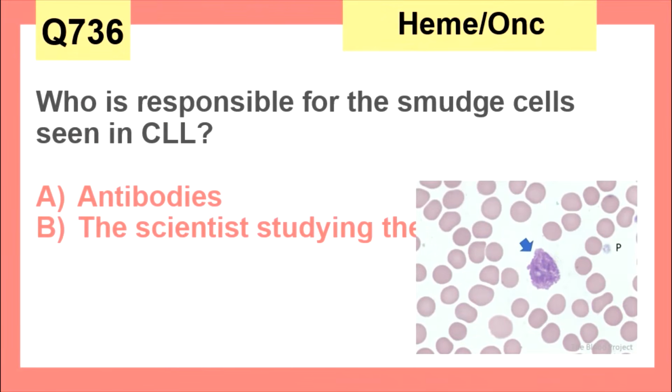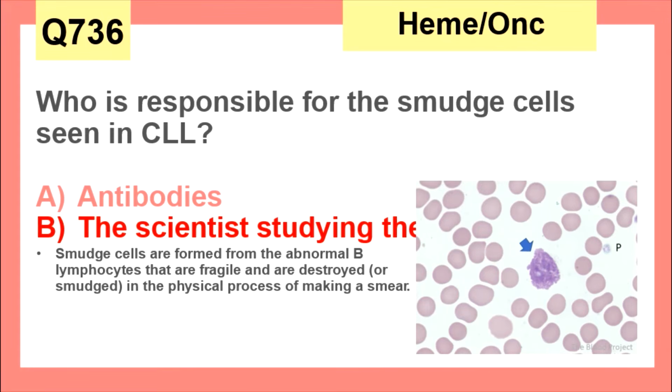735, who's responsible for the smudge cells seen in CLL? Is it the antibodies or the scientist? The answer is the scientist. The scientist puts the glass on the specimen to check it under the microscope, and then actually, since these cells are so fragile, they get destroyed or smudged, and that's how they form.